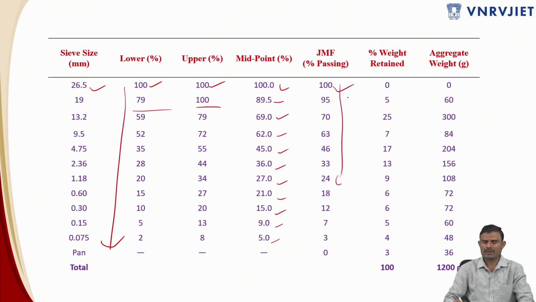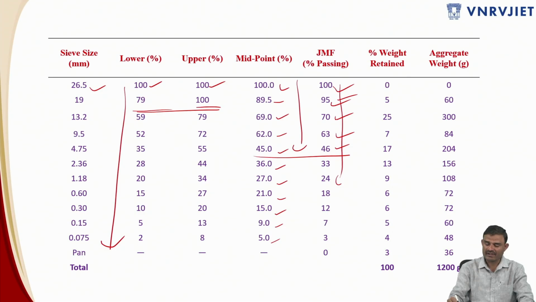So I have taken the job mix formula as 100%, and for the range of 79 to 100, I have taken 95, and then 70, 63, and 46. Here 95 is higher than the midpoint, so up to this point I am on the higher side of the midpoint. So 100, 95 is higher than 89.5, 70 is higher than 69, and 46 is higher than its midpoint. And after that, I have deviated a little bit from the midpoint toward the lower side.